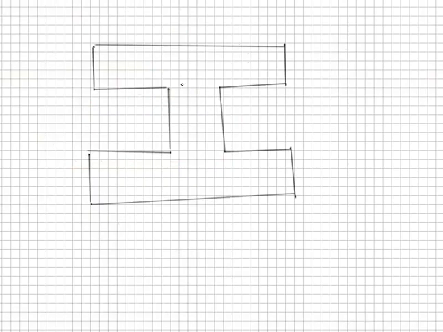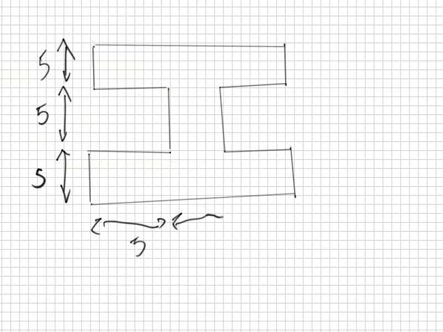The total is 15, but each of these are 5. So there, that's 5. That's 5. That's 5. And likewise here, that's 5. That's 5. And then that one there is 5.